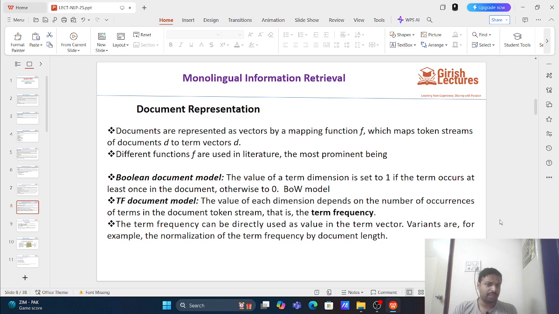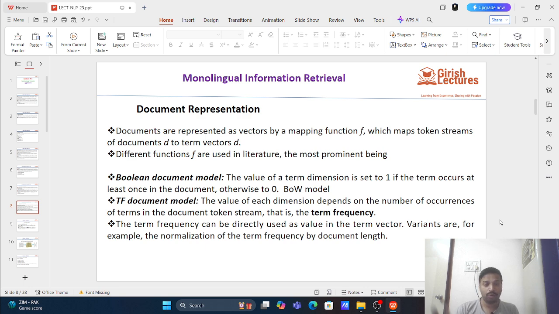There are two models that we can understand in vector representation. One is your Boolean document model. This Boolean document model helps us understand how we can arrange the values in terms of zeros and ones, because we know the Boolean model contains zeros and ones. This model is called the bag of words model. The other is your term frequency document model.